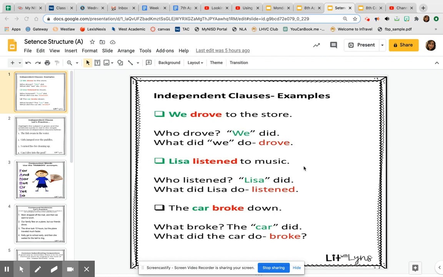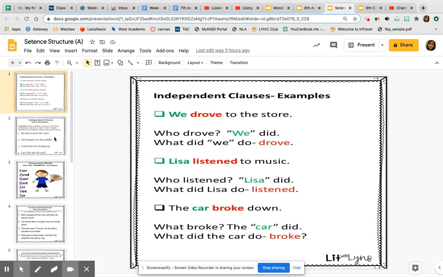For your assignment today, we are going to review sentence structures and the parts and types of sentences. So we first start off with a notes page about independent clauses and their examples. So we drove to the store. Who drove? We. That makes we the subject. What did we do? We drove, and that's the verb, okay? So slide 1, notes. Stuff to look at to help you.